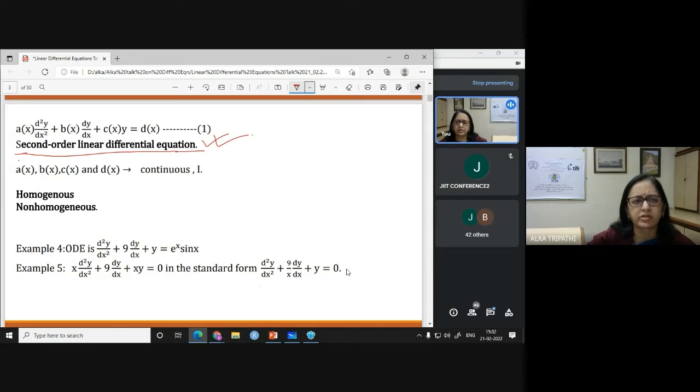Say some equation of the form a(x) d2y/dx² + b(x) dy/dx + c(x) y = d(x), where a(x), b(x), c(x), d(x) are either constant or continuous in the interval I. If d(x) is 0, we call the equation homogeneous, that is, all the terms are of the same degree. Whereas if d(x) is non-zero, we call the differential equation non-homogeneous. For example, example 4 is non-homogeneous, whereas example 5 is homogeneous, because the RHS is 0, you can just see.